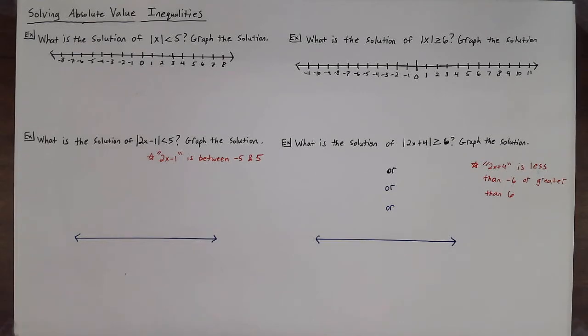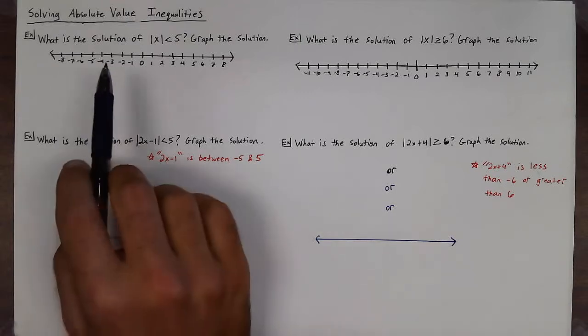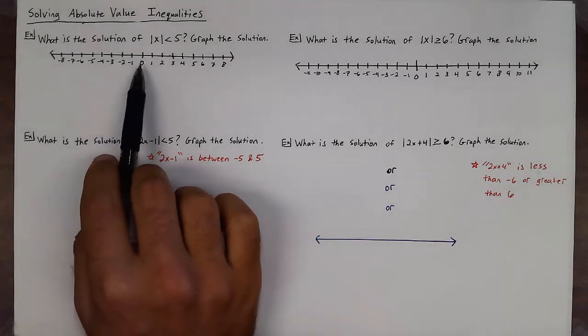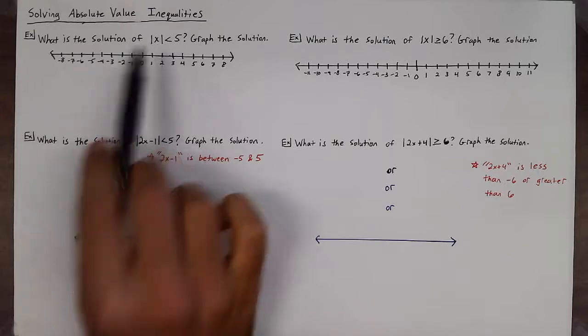In this video, we are going to learn how to solve absolute value inequalities. We'll start with this first example at the top left. What is the solution of absolute value of x is less than 5? Graph the solution. We're going to start by graphing the solution. We're going to look at our number line and see which x values we can plug in to the inequality.